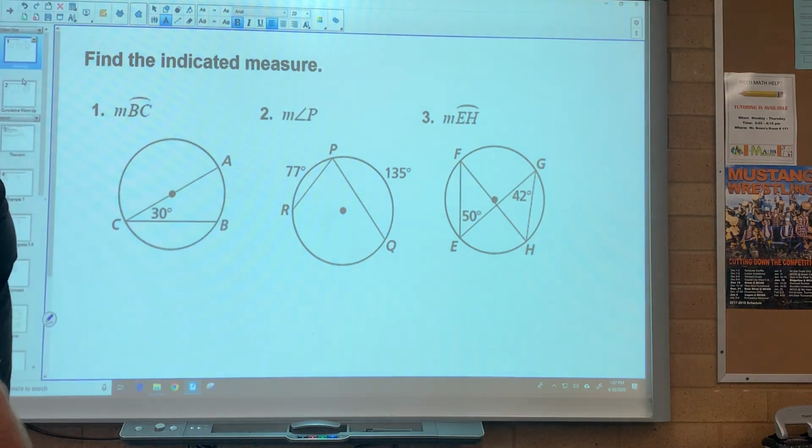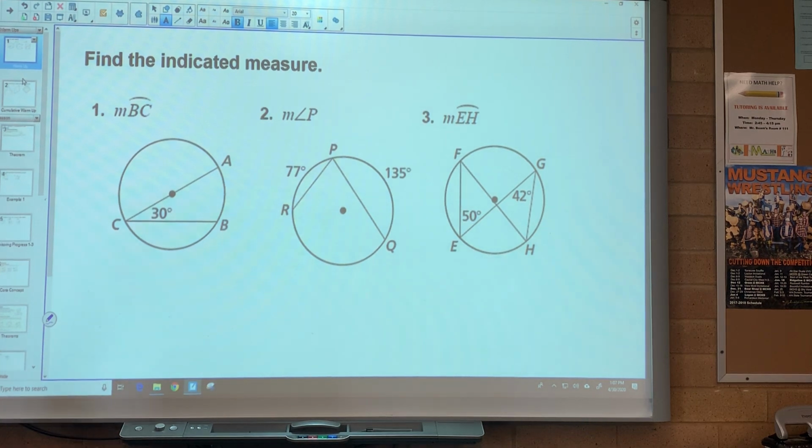This is going to be lesson 10.5, relationships of angles and circles, and lines and circles and angles. We'll just review this real quick. This is stuff we did previous to this.